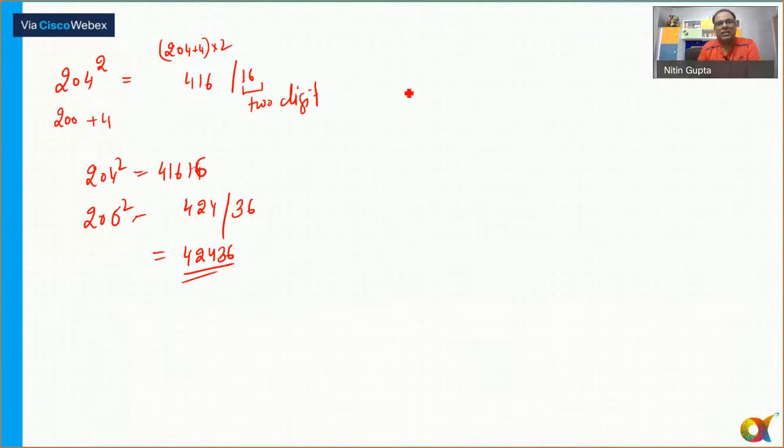42436. Now let's say the number is 212. 12 square is 144. 212 plus 12 is 224, and 224 into 2: 24 into 2 is 48 and 200 into 2 is 400, so this is 448. But remember one thing: the last part should always be a 2-digit number, so this third digit becomes your carryover. So it will be 44944. So 212 square is 44944.